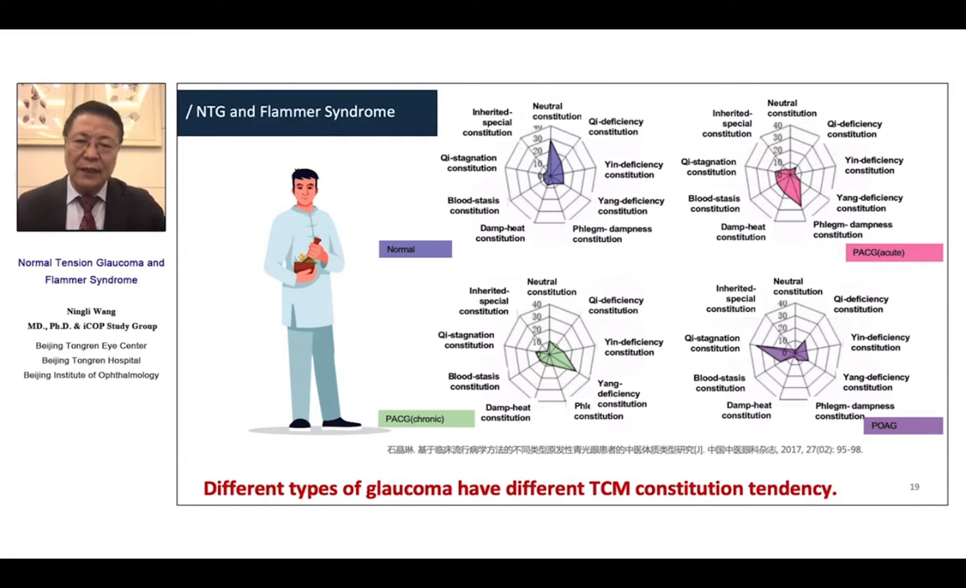Following this category of constitution, we found that different types of glaucoma have different constitutional tendencies.